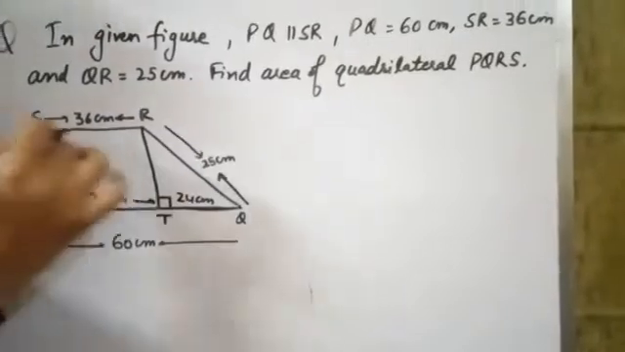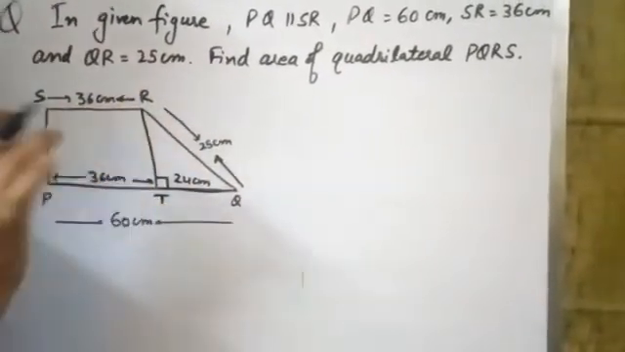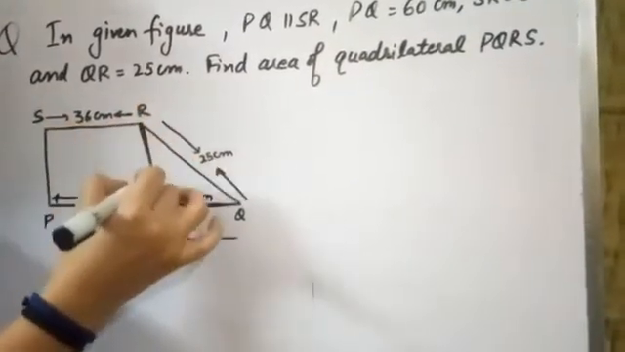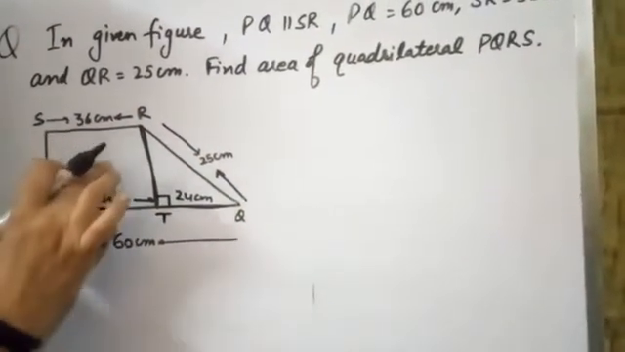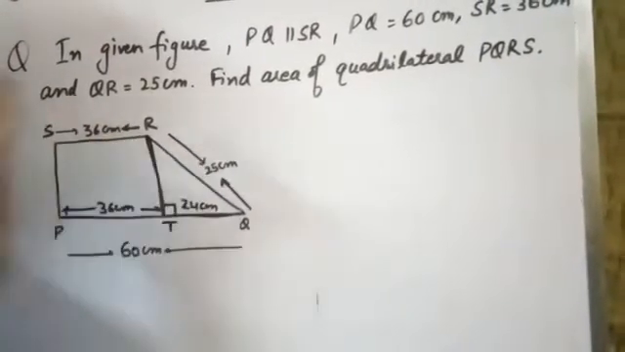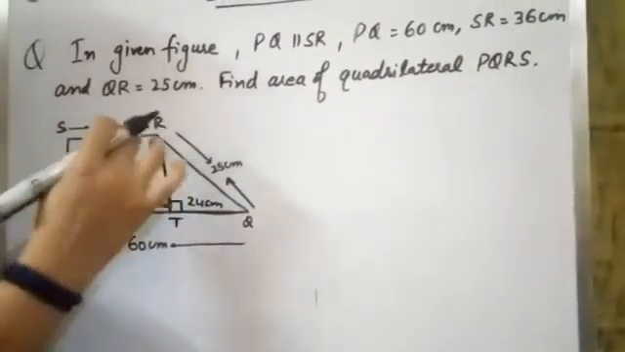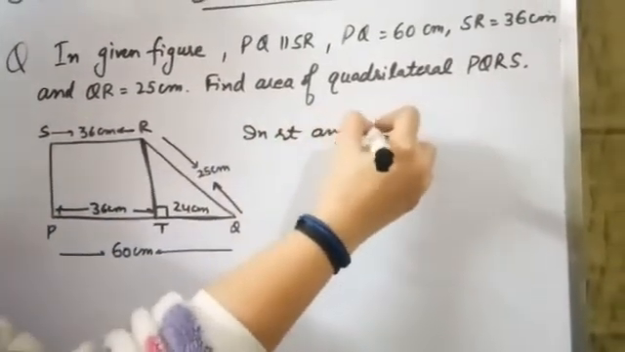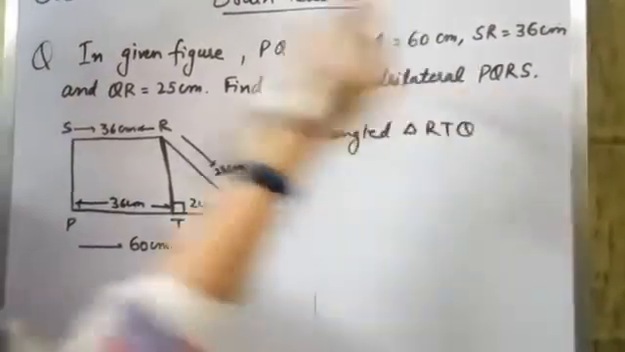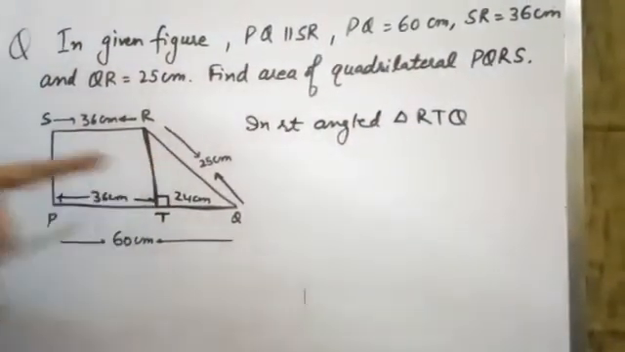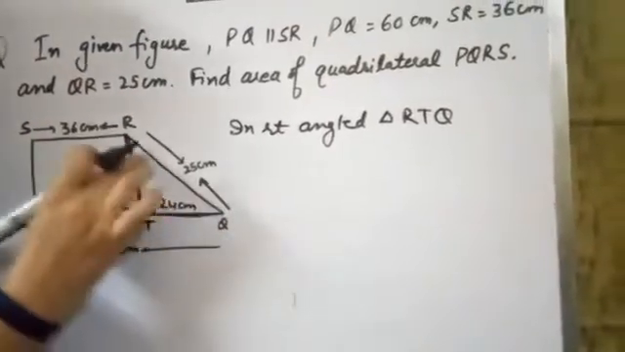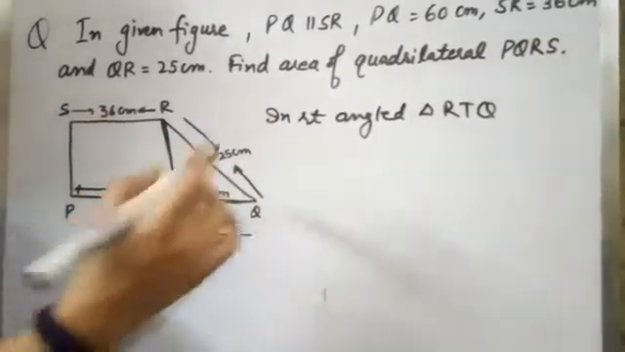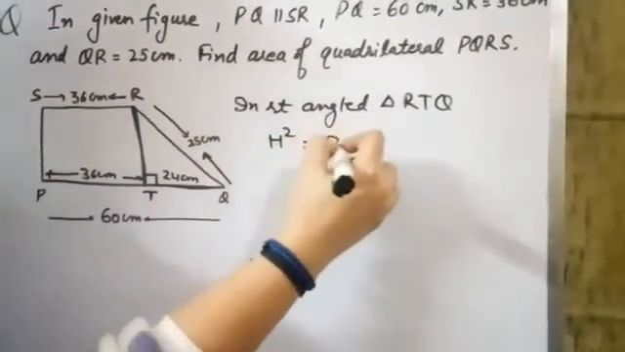Now to find the area of this rectangle, we need length and breadth. The length we know, 36 centimeter. Now we have to find this RT, which is the breadth of this rectangle as well as the altitude of this triangle. Now look at this triangle. This is a right angle triangle. In right angle triangle RTQ, if this angle is 90 degree, the side opposite to the 90 degree angle is the hypotenuse. The length of the hypotenuse is given to us. The base is given to us, so we can find the perpendicular. We are going to apply the Pythagoras theorem over here.